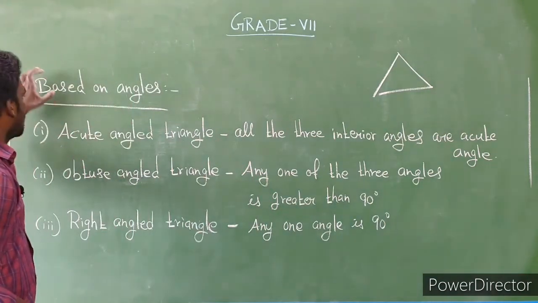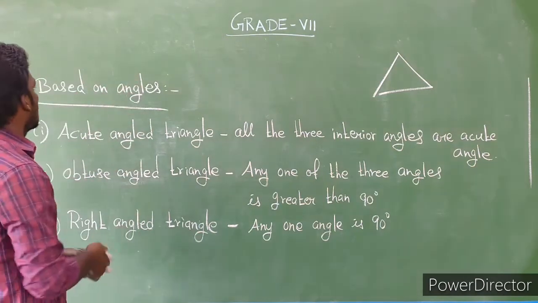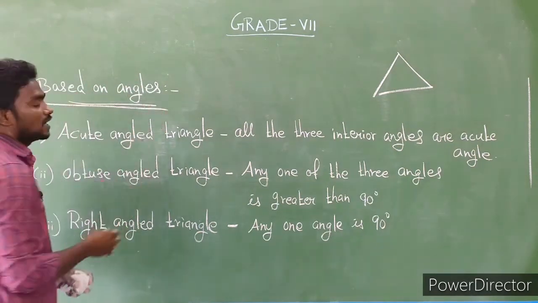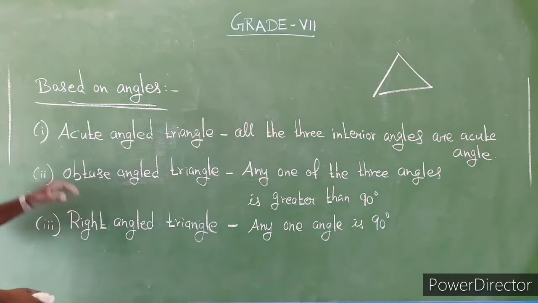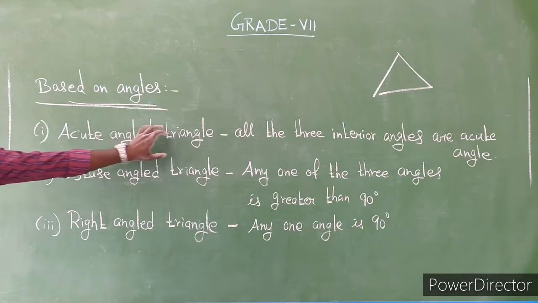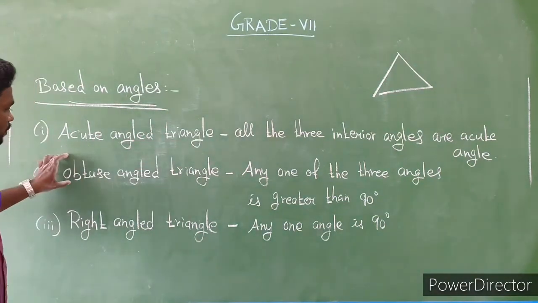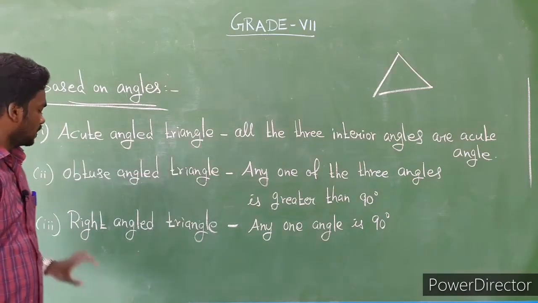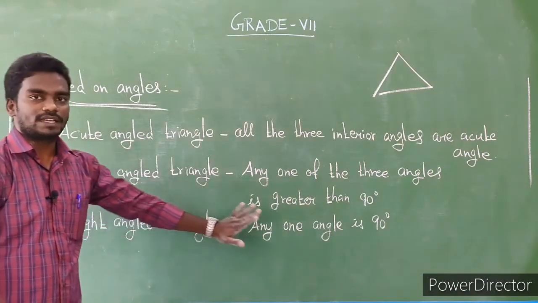Next, three types of triangle based on angles. So what are the three types of triangle? First one is acute angle triangle, the second one is obtuse angle triangle, and the third one is right angle triangle.